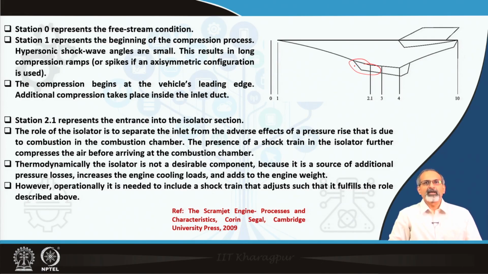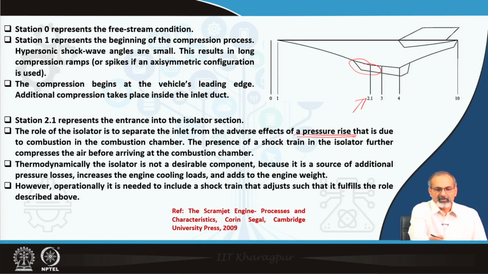And then if you look at station 2.1, that represents the entrance into the isolator section. The role of the isolator is to separate the inlet from the adverse effects of a pressure rise that is due to the combustion in the combustion chamber. So, isolating from the pressure rise is what the isolator does. The presence of a shock train in the isolator further compresses the air before arriving at the combustion chamber. So, the inlet is isolated that way through that device.